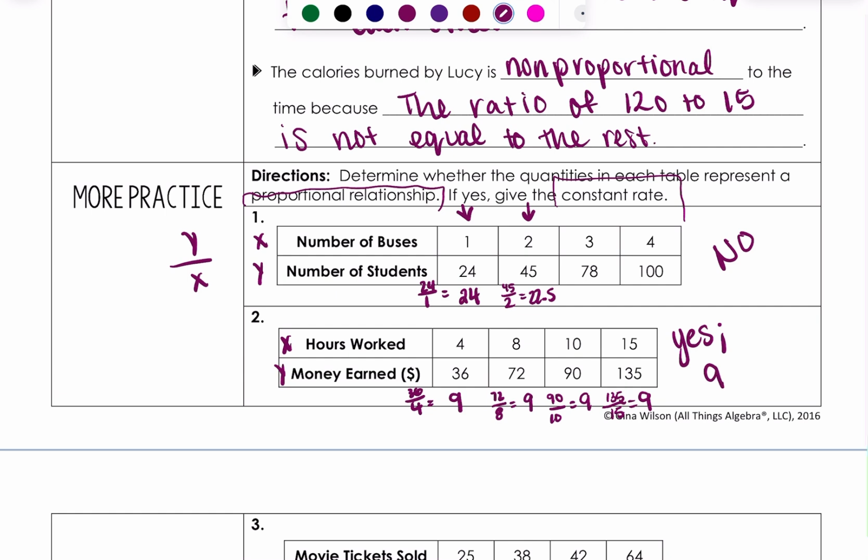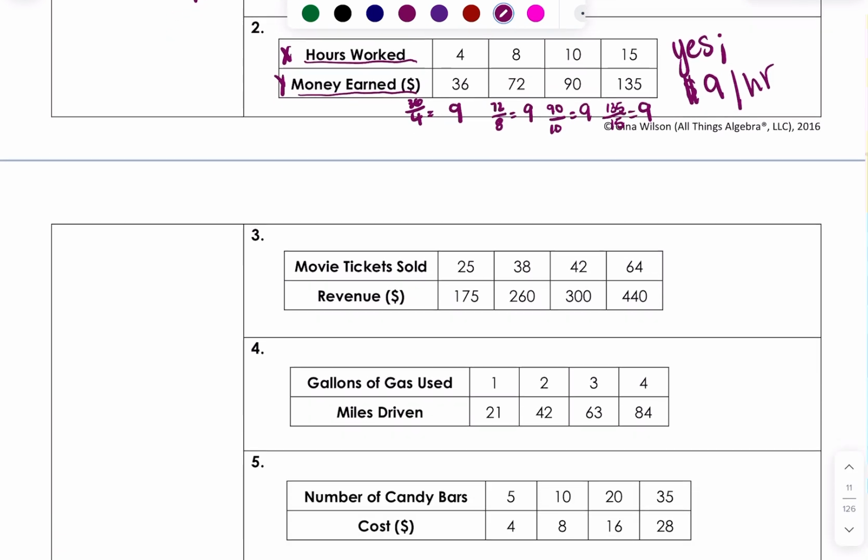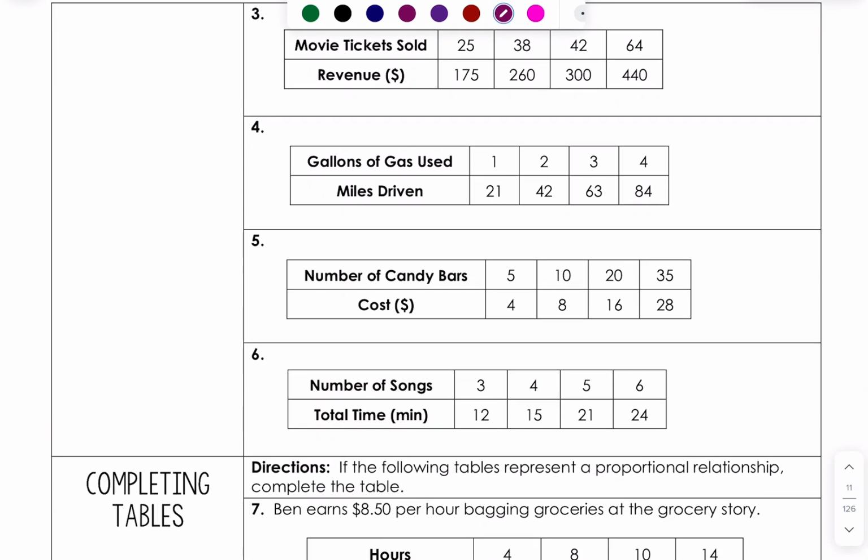Do not forget your label. Remember, your label always goes first, from y to x. So my y label is money. So I'm going to put $9 per hour. Perfect. All right, so moving on, I'm going to go ahead and skip a few of these.